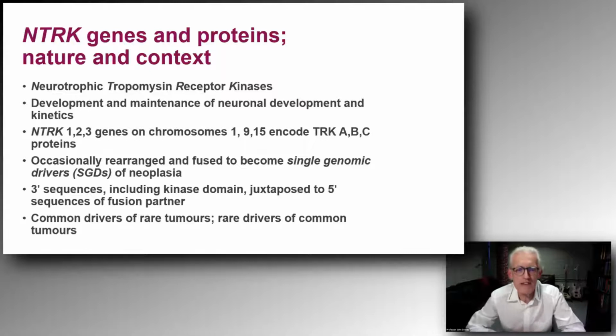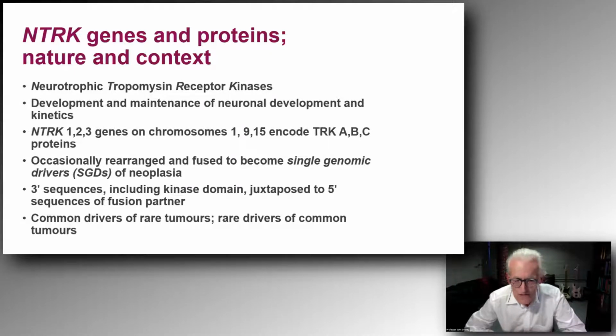Now, just a little bit of repetition. There's never any harm in that. I know that Carlos already covered these, but these three genes, the neurotrophic tropomyosin receptor kinase genes, are normally involved with neuronal development and kinetics. And there are three of them, NTRK1, 2, 3, on chromosomes 1, 9, 15, encoding 3 proteins, TrkA, B, C. And whenever you get 3 genes like that on different chromosomes, it means they're pretty important. And it's quite unusual in this sort of context.